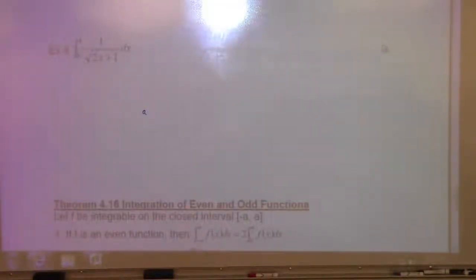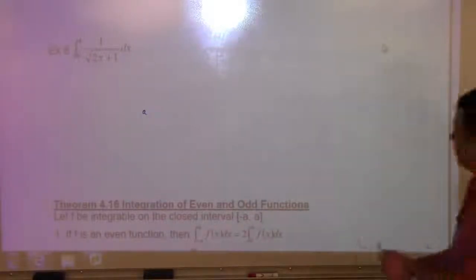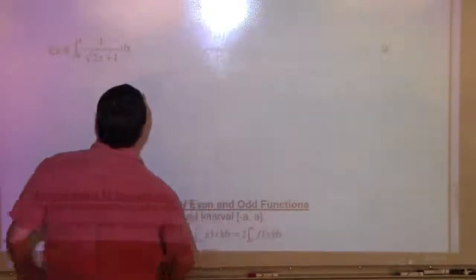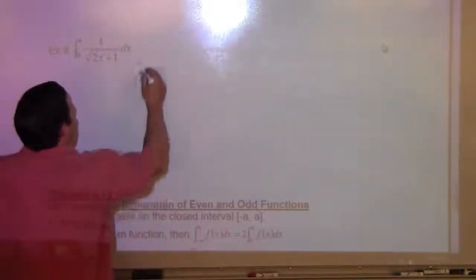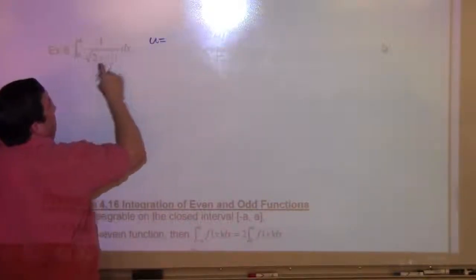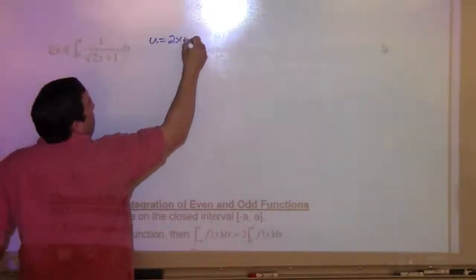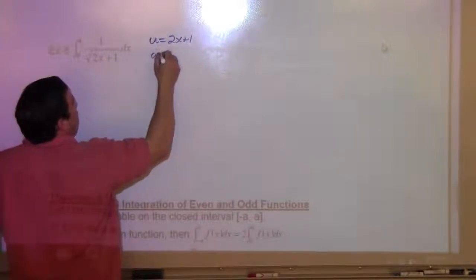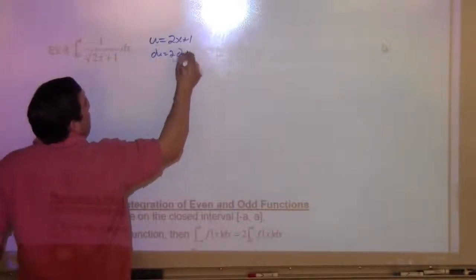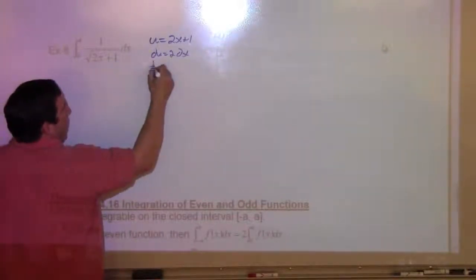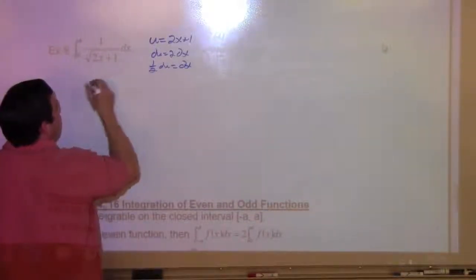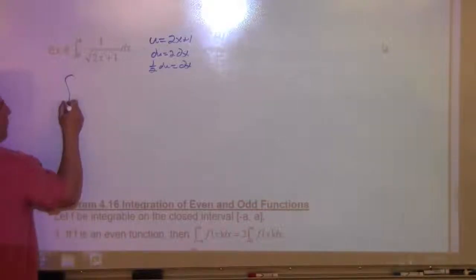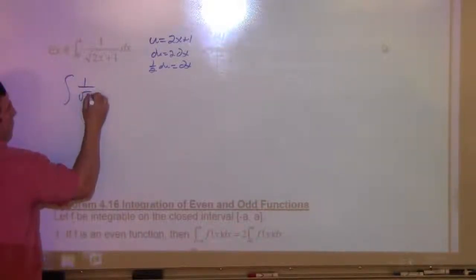Let's look at example 8 now. We're on the last page of these notes for this section. Okay, so if I say u is the stuff under the radical, 2x plus 1, my du is going to be 2dx. I don't have a 2dx, so 1/2 du equals dx. And this can be changed to become the integral of 1 over the square root of u du.